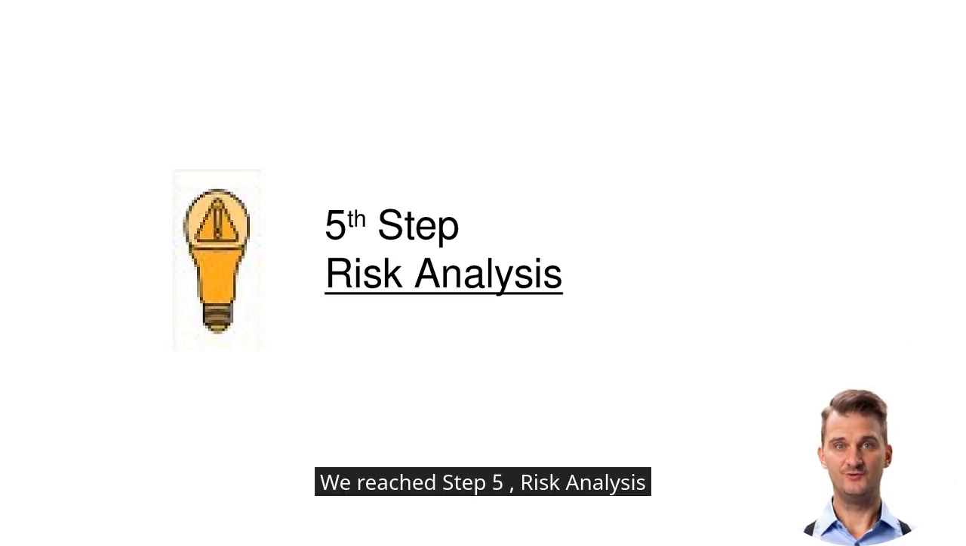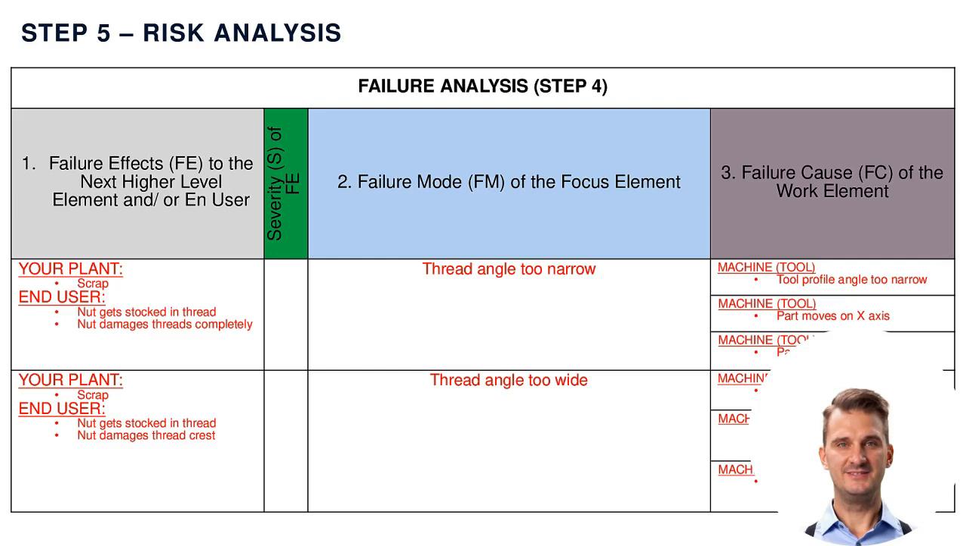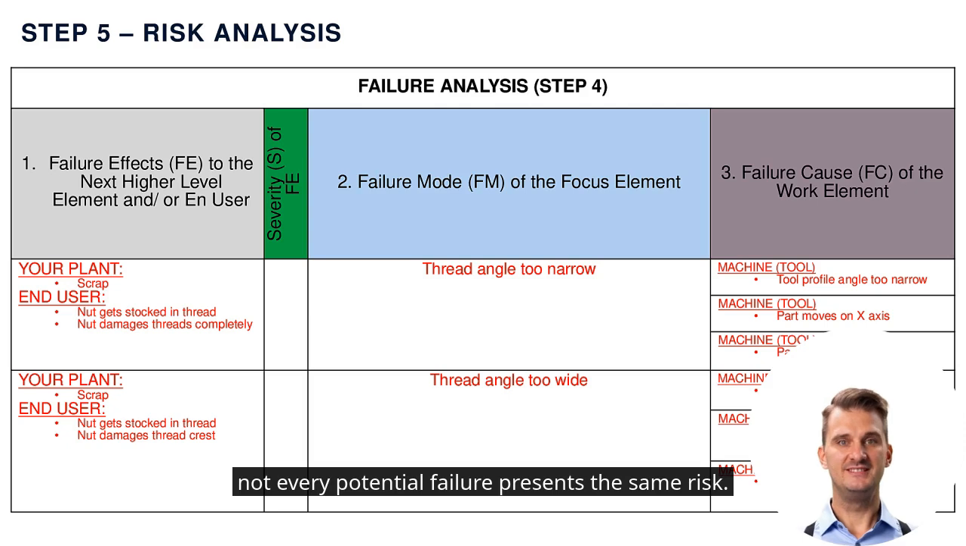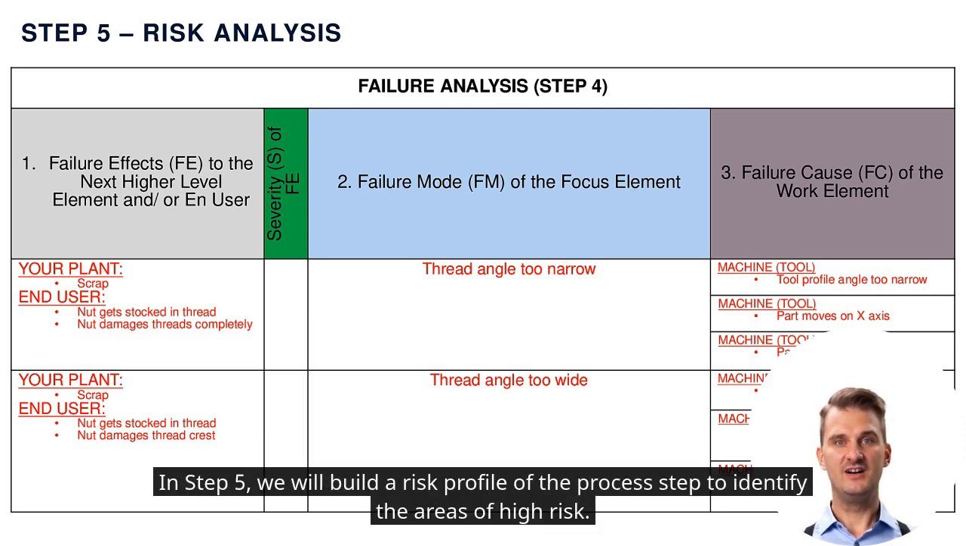We reach Step 5, Risk Analysis. We know what can go wrong in the process, its causes and effects from the failure net we built in Step 4, but not every potential failure presents the same risk. In Step 5, we will build a risk profile of the process step to identify the areas of high risk.